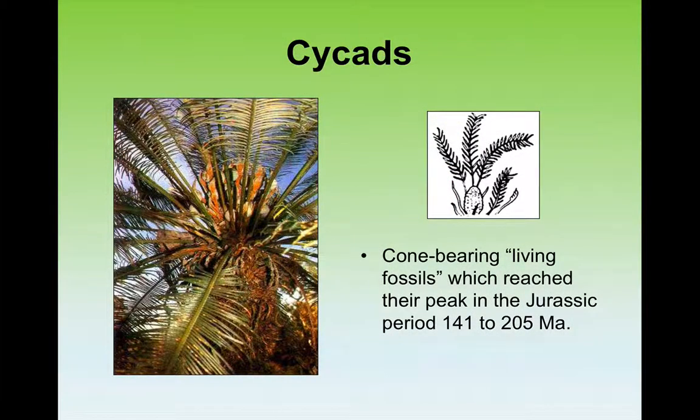We see some ancient examples of plants that still live today, cycads, these cone-bearing trees, which sort of peaked in the Jurassic, but still exist today. Ginkgos as well, and monkey puzzle trees, exist from the same period, and they're still living today.